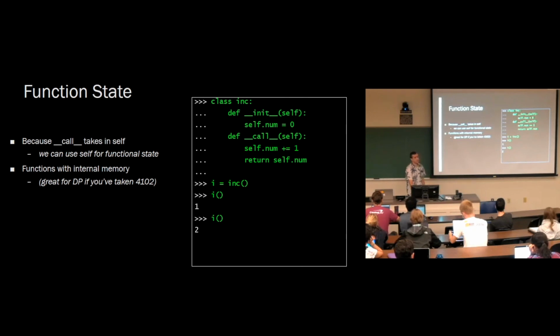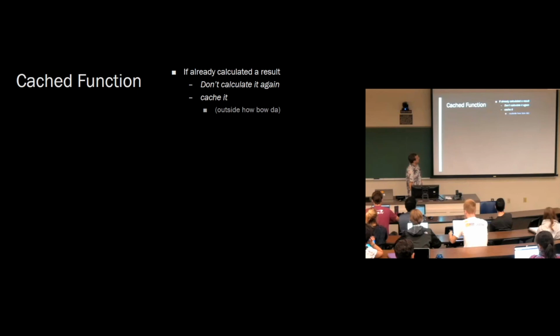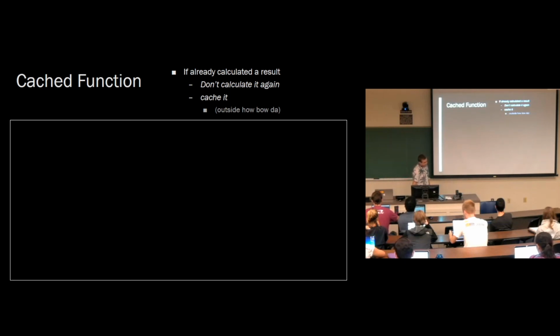So there's all sorts of really crazy stuff you can do with this. For example, you can do a cached function, right? If your function can remember what it's done in the past, then your function can cache those results. And you could use this to save time, which is exactly what dynamic programming is. So the classic example is a Fibonacci solver.